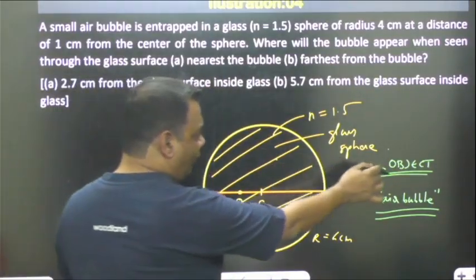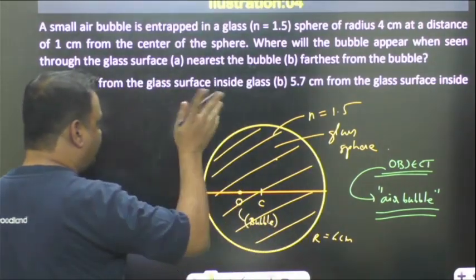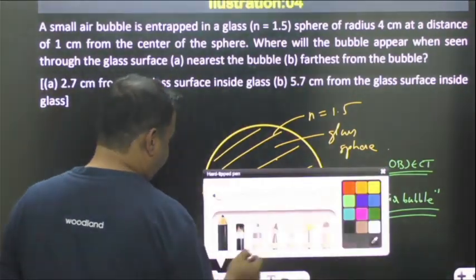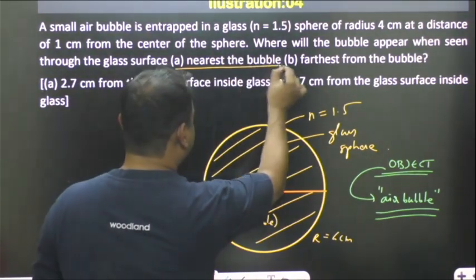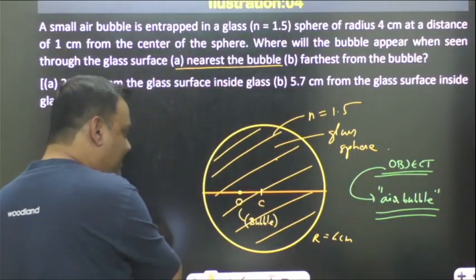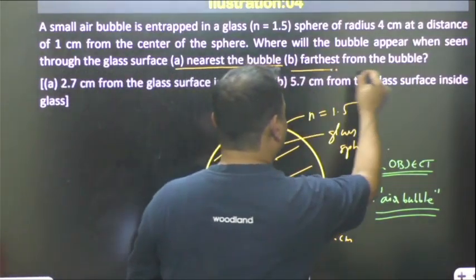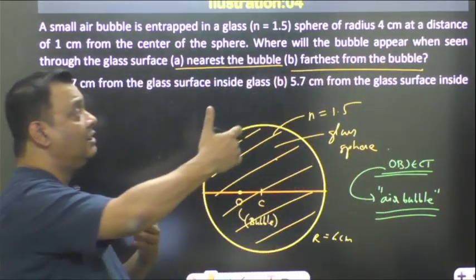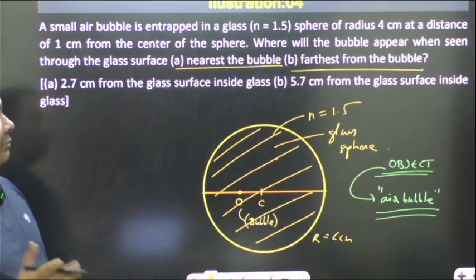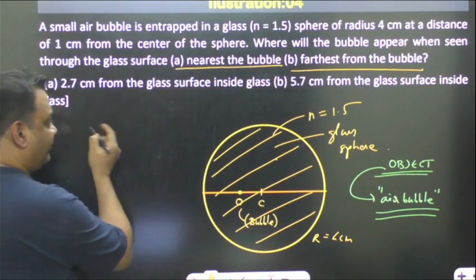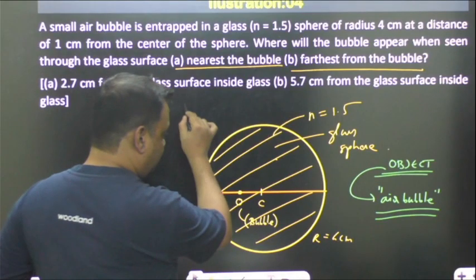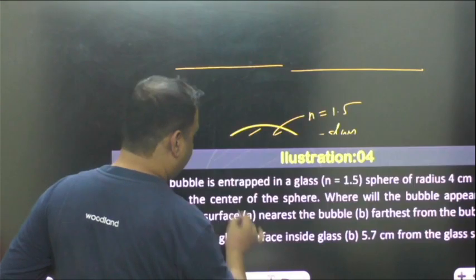So in this case the object is the air bubble and you are observing from two sides. Part A, nearest the bubble, that is from the side when you are nearest to the bubble, and in another case B, you are observing from the side when you are farthest, at maximum distance from the bubble. Okay, so see case 1.